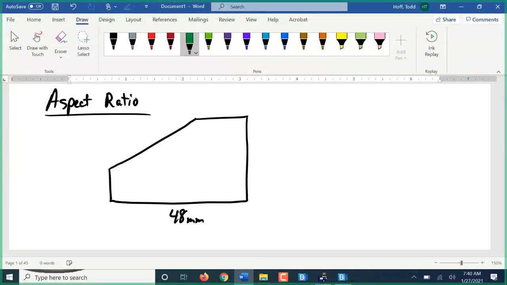Or we might define it with an aspect ratio. That aspect ratio looks like this, telling us how many units of vertical movement we have for so many units of horizontal movement. In this case, there's 3 units of vertical movement for every 5 units of horizontal movement on that surface.